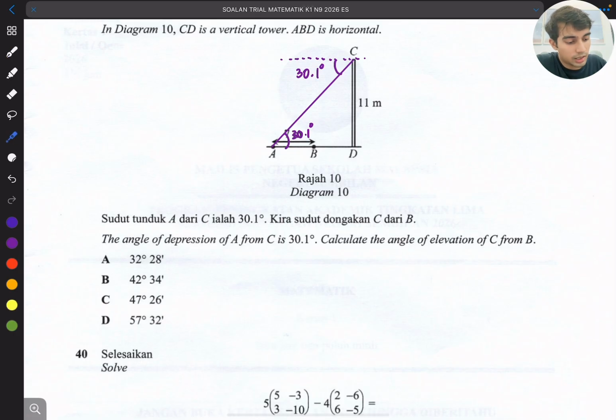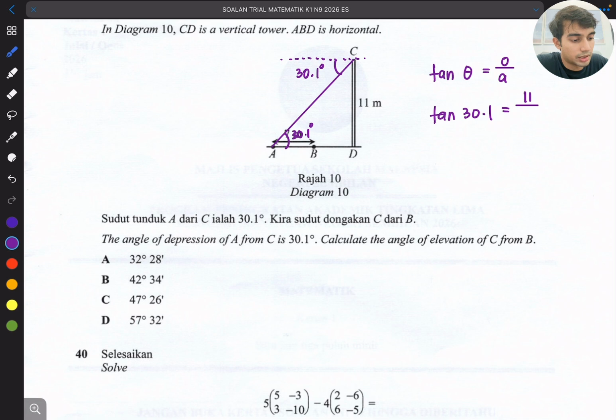Right. Calculate the angle of elevation of C from B. So C from B, angle of elevation will be going up. To solve that, I think we need to find this length first. So what we can do is, we have a right angle triangle, we have the angle, we have opposite, we can figure out the adjacent. So opposite and adjacent is tangent theta. So theta is 30.1, opposite is 11 meters. Adjacent is AD, the length of this whole line.